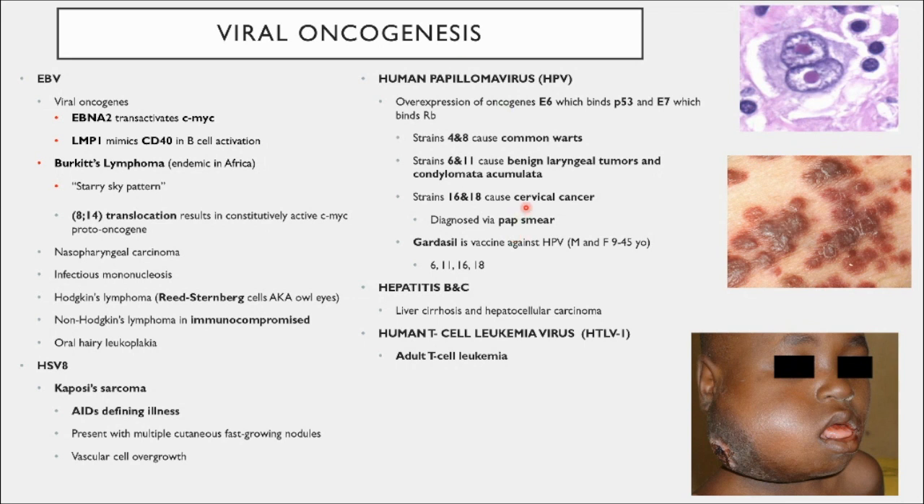And then hepatitis virus, or not hepatitis, human papilloma virus infects the squamous cells of the cervix and the last third of the vagina. And as it replicates, it also causes the host cells themselves to lose their tumor suppression genes, such as RB and P53. And so they get unregulated growth and can produce these cancerous growths. 16 and 18 are what cause cervical cancer. 4 and 8 are common warts, and 6 and 11 are the benign tumors, such as condyloma acuminata and the laryngeal tumors.